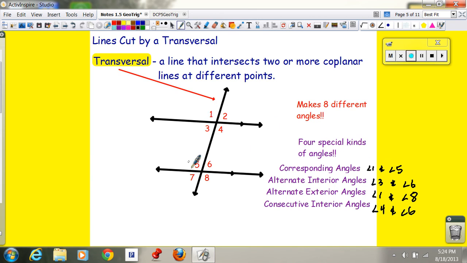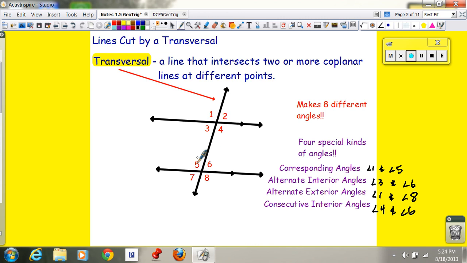Corresponding, you could use 1 and 5. You could actually have used 2 and 6, 3 and 7, 4 and 8. You notice that corresponding angles are in the same position. The lower right corner, or the lower left corner here, lower left corner here. Upper right corner here, upper right corner here, 2 and 6. Those are all corresponding. Alternate interior are going to alternate sides in between the two lines.